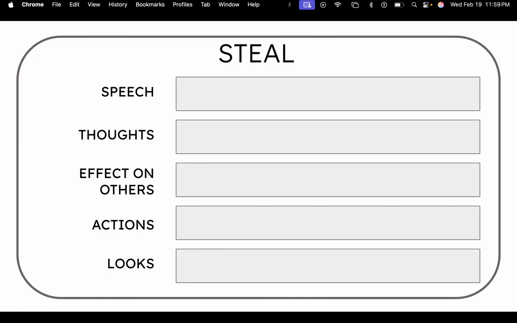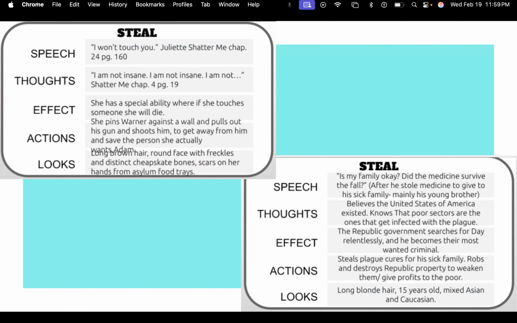This is a simple graphic organizer to help you out. And here are some examples using the exact same graphic organizer. So take a look. If you have any questions, make sure you contact me. STEAL is a way to look at how an author is revealing the character.